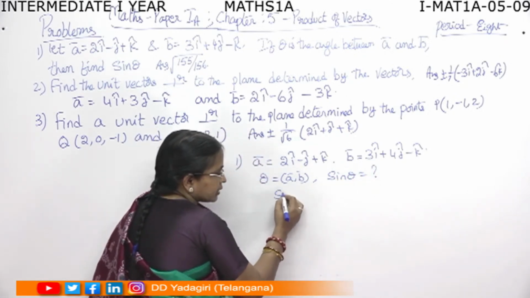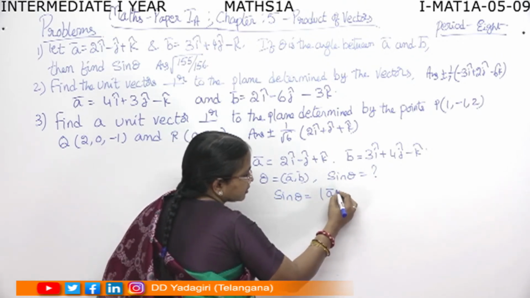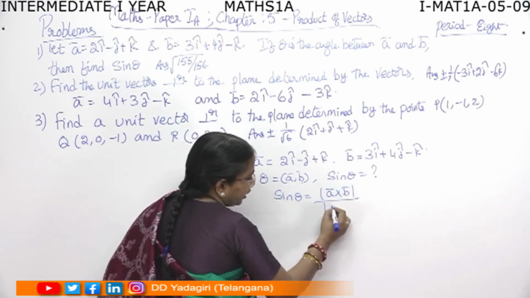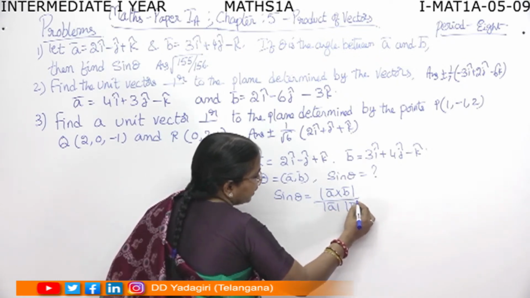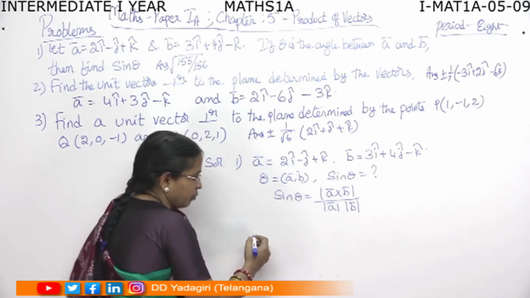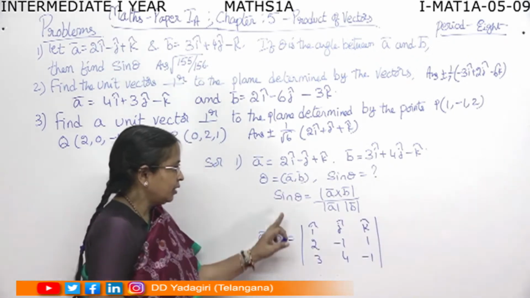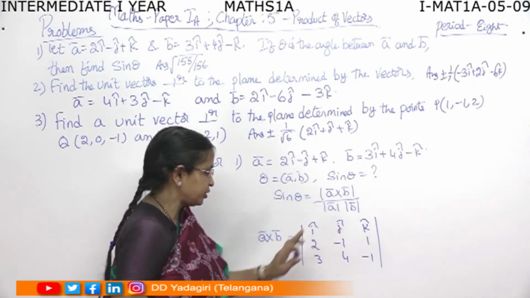So we know the formula. Sine theta is equal to mod of A cross B by mod A into mod B. This is the formula. So we'll first find A cross B, and then we'll find the modulus, mod A cross B. So first we should find A cross B.